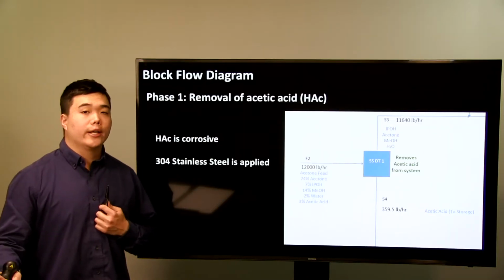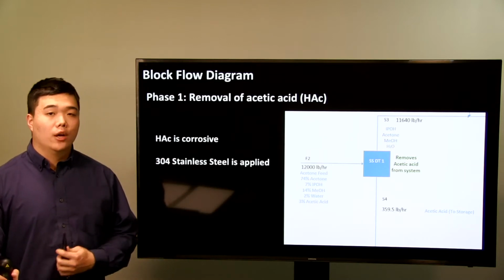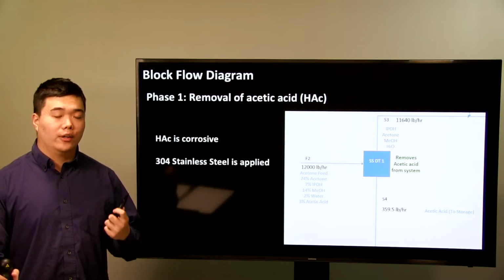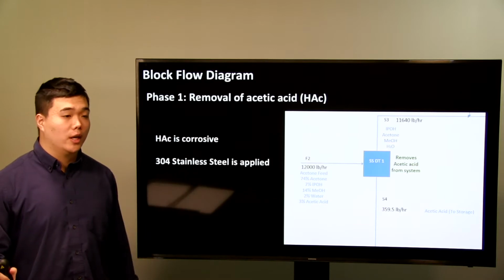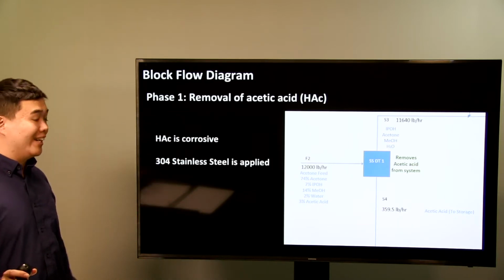Hi, I'm Winters. Next, I'm going to talk about the block flow diagram. There are 6 different phases in our total design. The first phase is the removal of acetic acid.